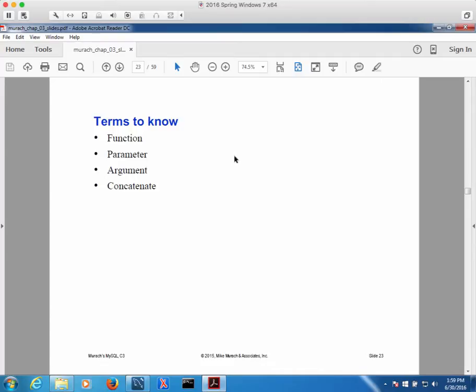And concatenate is a fancy IT word for pasting one thing to the end of the next. So if you concatenate columns A and B, you get AB. If you concatenate A and B and C, you get ABC. And we typically use this word when we're talking about character strings.